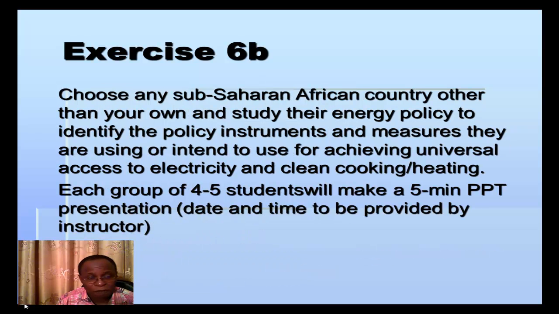Exercise 6B is to choose any sub-Saharan African country other than your own country, and to study the energy policy, to identify the policy instruments and measures that are being used to achieve universal access to electricity and clean cooking. Now, each group should be, again, 4 to 5 students, and they will make a 5-minute PowerPoint presentation at a date and time to be provided by the instructor. I will provide a date fairly soon, for us to have a session where each group will make its presentation.